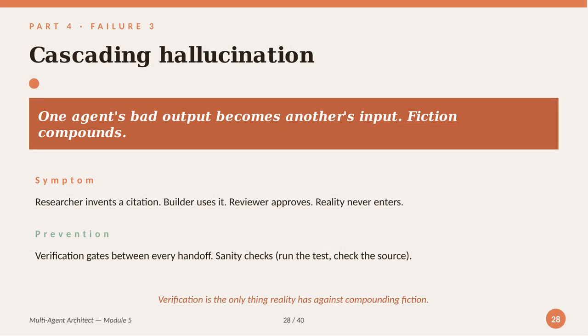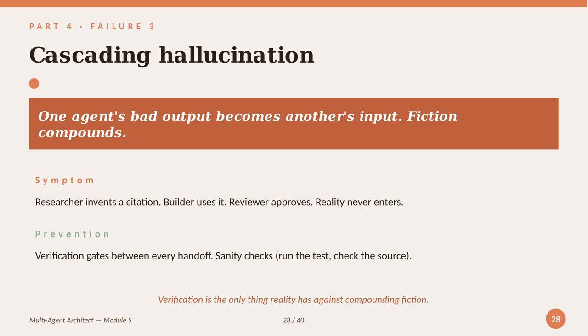Failure Mode 3. Cascading hallucination. One agent's bad output becomes another's input. Fiction compounds. What it looks like. The researcher invents a citation, a paper that doesn't exist. The builder uses the cite to justify a design decision. The reviewer approves the build because the design looks reasonable on paper. Reality never enters the loop. The pipeline ships a fictional foundation, and the user inherits it.